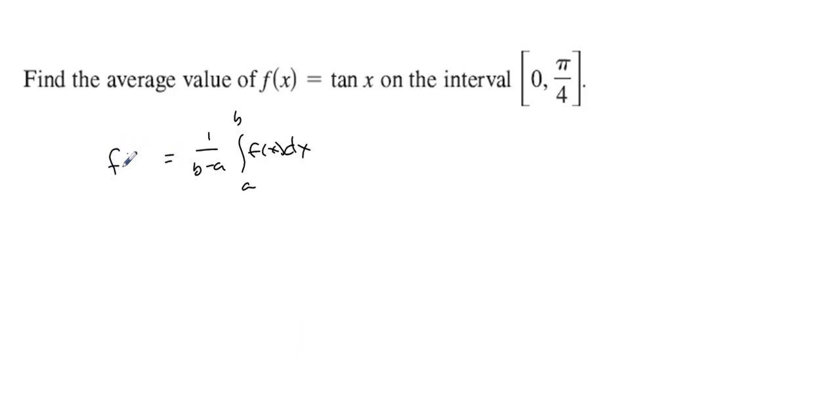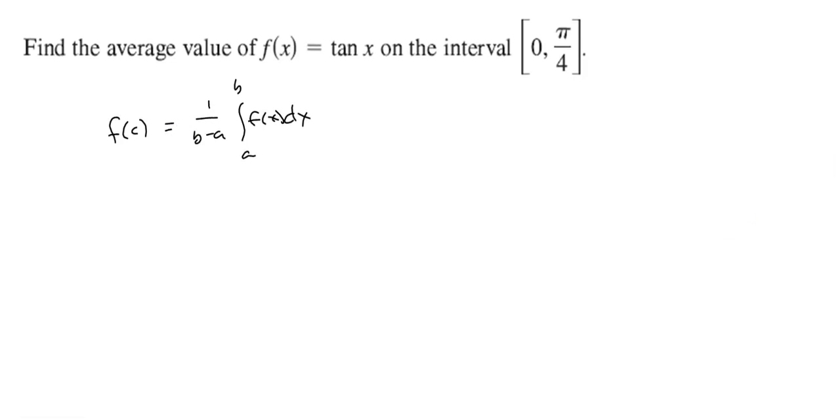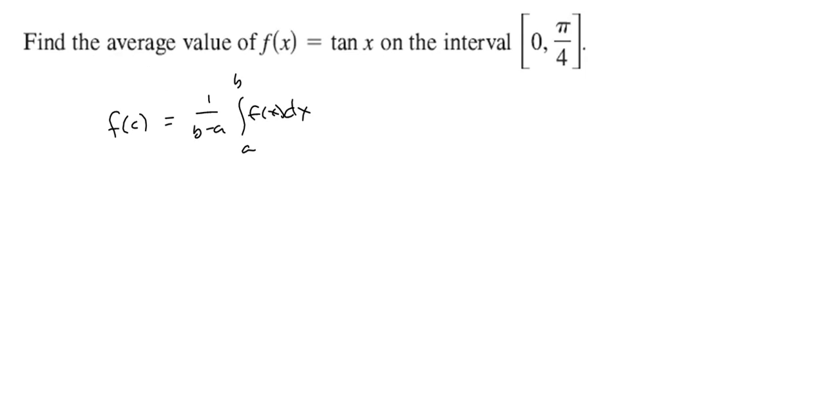A lot of times you call that average value f of c, where c is the x value at which that average height occurs. It could occur more than once. For this particular problem, we'd have 1 over b minus a, pi over 4 minus 0, times the antiderivative from 0 to pi over 4 of tangent x dx.